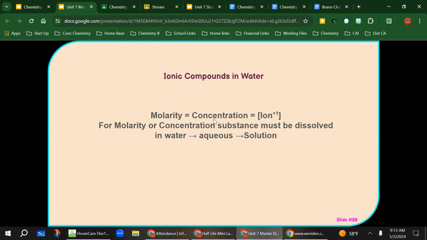Another way of expressing concentration is if you put brackets around an ion, that is read as the concentration of that ion or the concentration of that substance. So it's another way you may see things expressed, ladies and gentlemen. For molarity or concentration, substances must be dissolved in water, which means they are aqueous, which also means they are a solution.